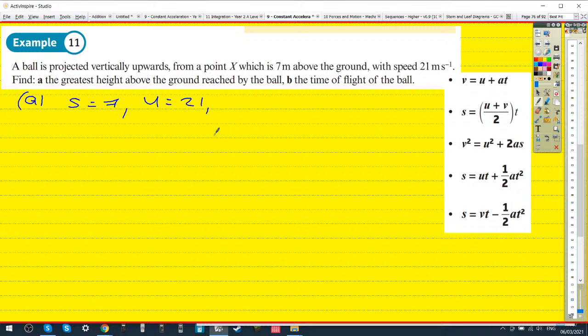So for this, should we use the same equation? s equals ut plus a half at squared. Oh, no, we don't have t, so we can't do it, can we? And even the S is weird. So it's 7 above the ground. We want to find its greatest height. So we want to find S. Okay, so we know u is 20. Acceleration's 9.8. Hang on. If S is the greatest height, then we would have to say a is minus 9.8.